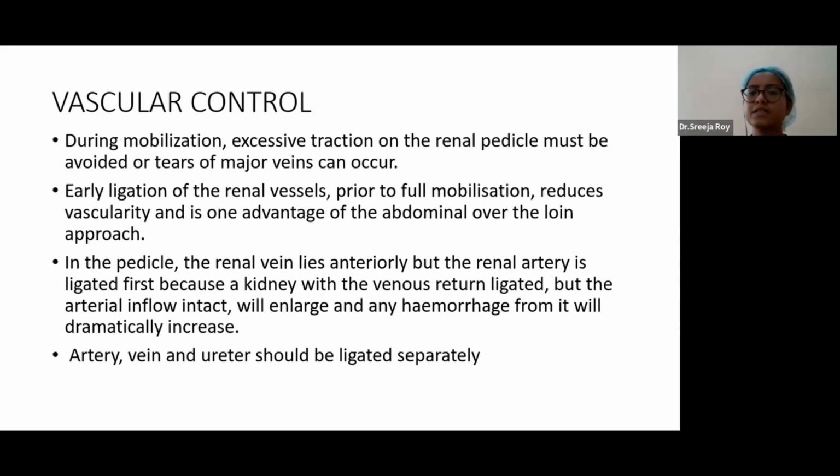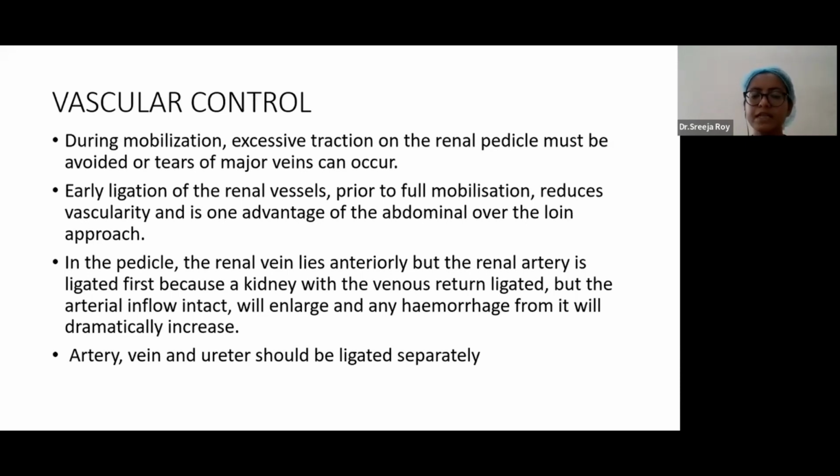During mobilization, excessive traction of the renal pedicle should be avoided. Early ligation of the renal vessels prior to full mobilization decreases the vascularity, and it is one of the advantages of the abdominal over the loin approach.